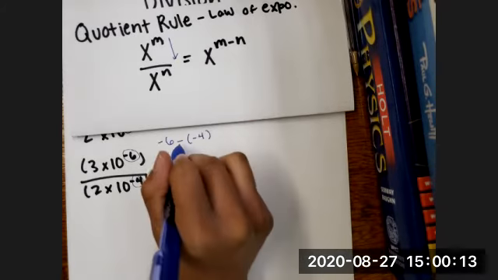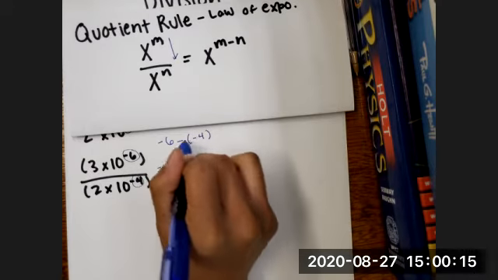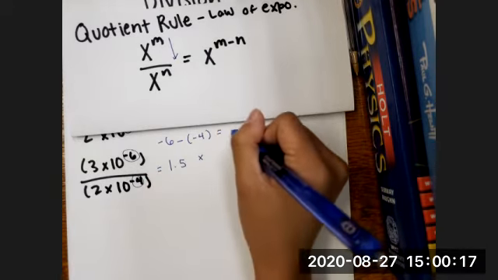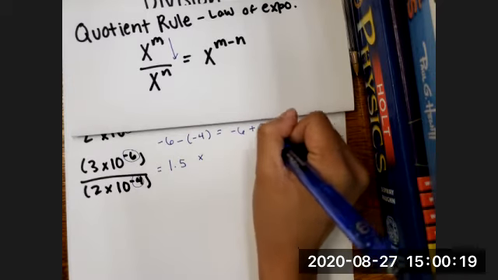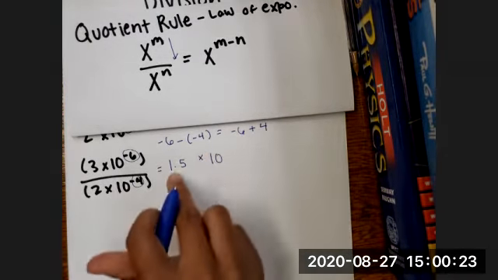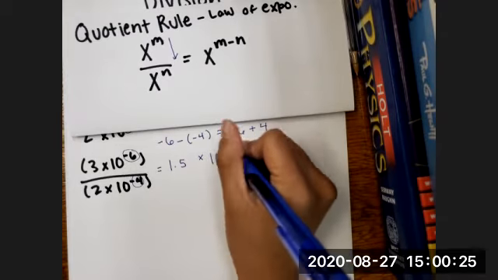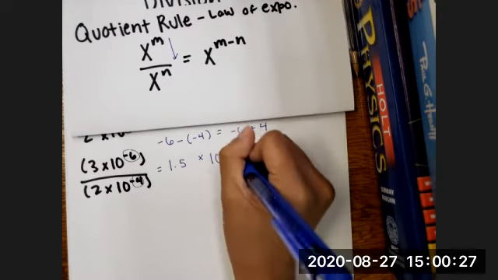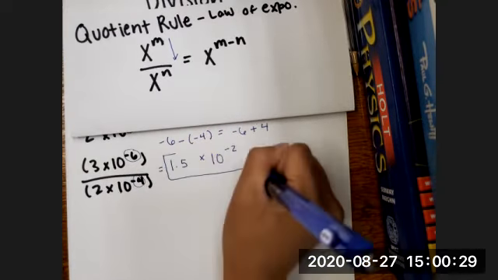I know that 2 negatives make a positive, so this actually becomes negative 6 plus 4. So I'm left with 1.5 times 10 to the negative 6 plus 4, which is negative 2. And this is my answer for that one.